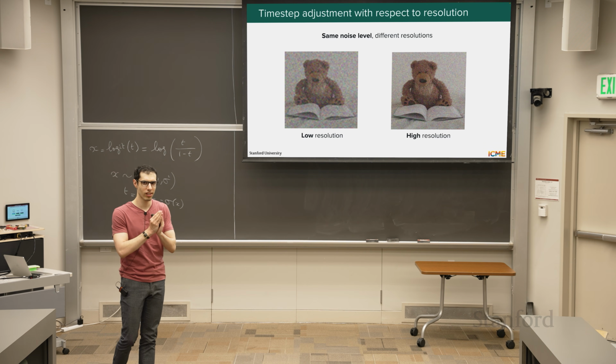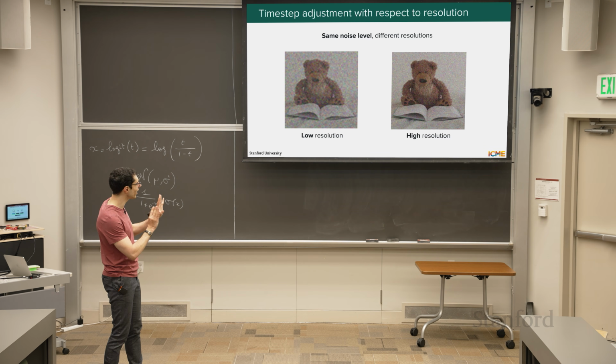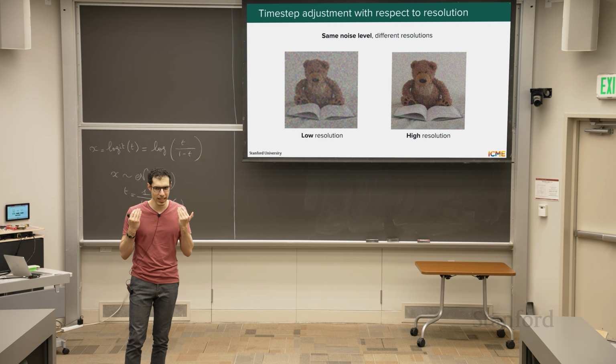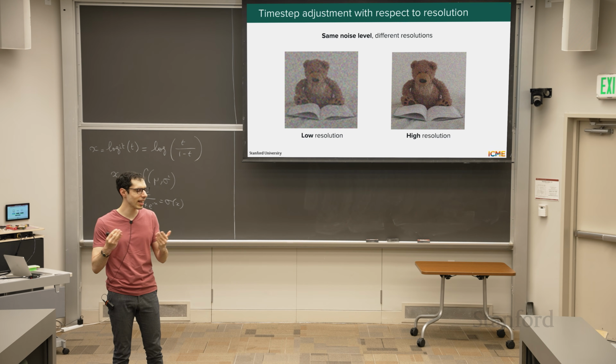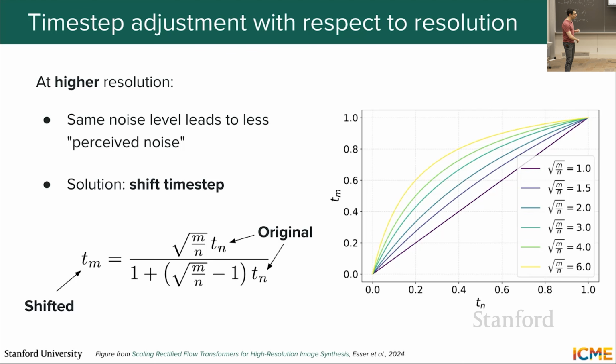So same image, different resolution, but same noise level. The one on the left feels more noisy than the one on the right. So something tells you that you also need to take that into account in some way. Right now, we're not taking that into account, but not for long. You will see in papers this concept of time step shifting as a function of resolution, where the idea is to rescale the noise level in a way that reflects the perceived noise that you see.